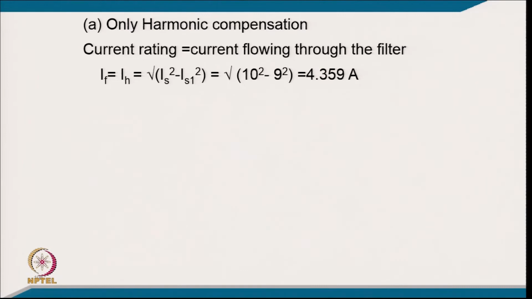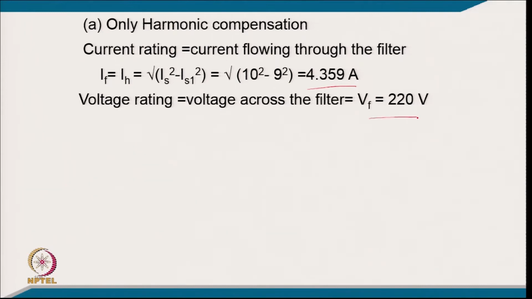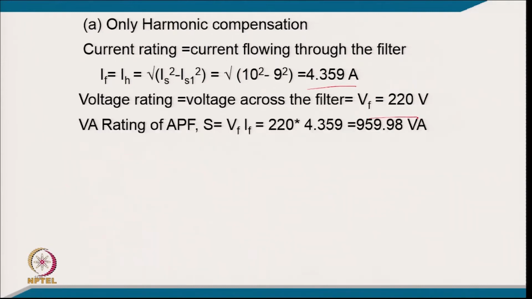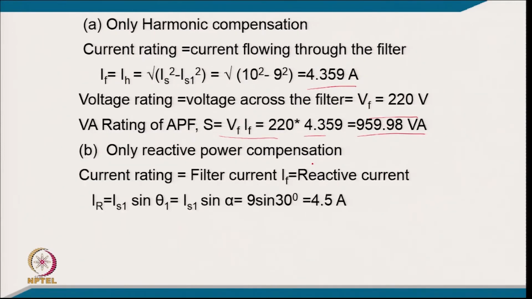So, coming to only harmonic compensation, the current rating will be the current flowing through the filter. So, that will be IF equal to the square root of IS square minus IS1 square, that is typically 4.359. So, this is only the harmonic current, and the voltage across this is the 227 supply voltage, and the VA rating will be VFIF. So, putting the values it comes to 959.98 VA, and now only reactive power compensation.